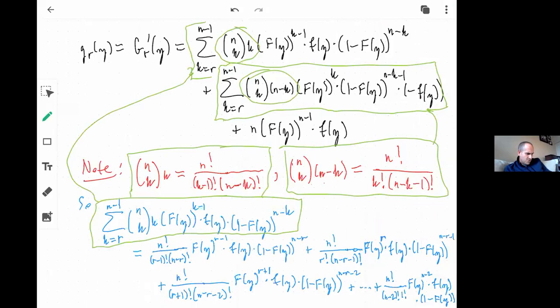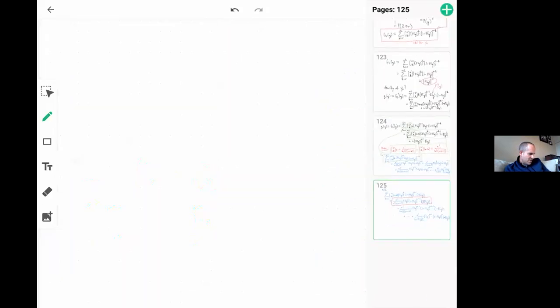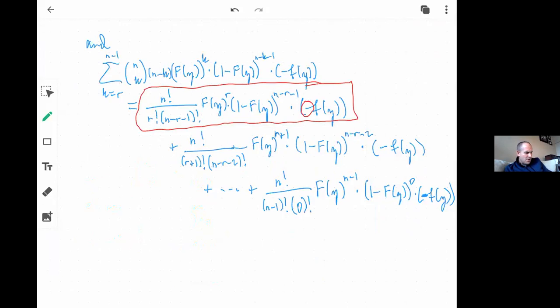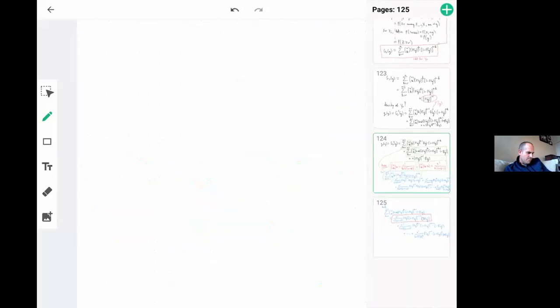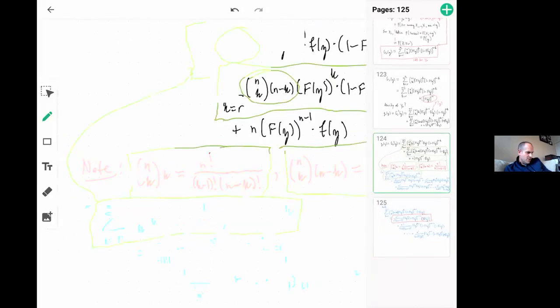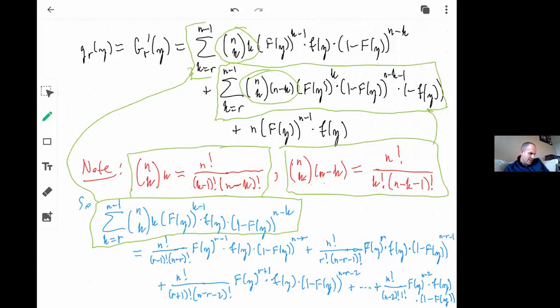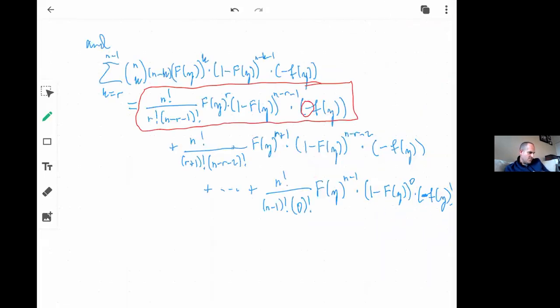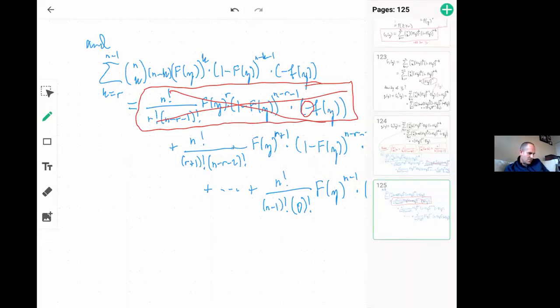Wait, hold on a second. I kind of lost it there. So r factorial times (n minus r minus 1) factorial in the denominator. Capital F is being raised to the rth power, and 1 minus F is being raised to the n minus r minus 1 power. Okay, what does that match? Well, it matches this term right here. So this term right here cancels with this first term over here, because of that minus sign. And a similar thing happens for higher terms.